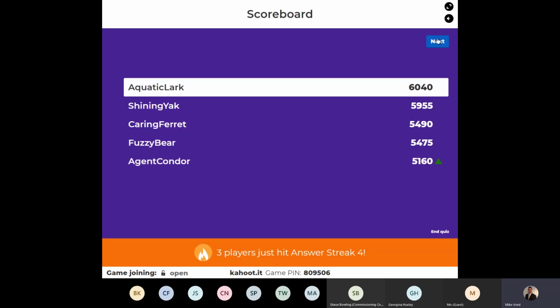Oh, Agent Condor swooping into 5th place. Everyone's fighting now, but out in front, 6,040. But the game is not over until the aquatic lark sings. Shining Yak is not far away behind. Caring Ferret, only 400 or so behind there. And Fuzzy Bear, almost pretty much you could say is 3rd place at the minute. But the game is not over yet.